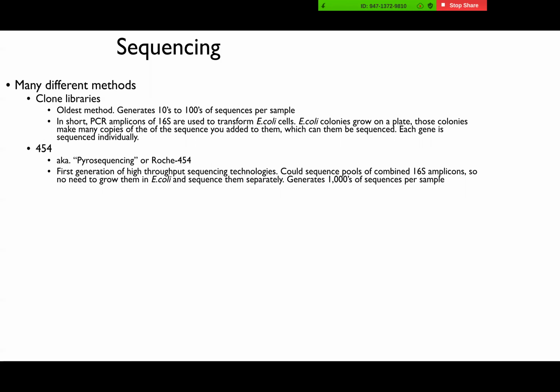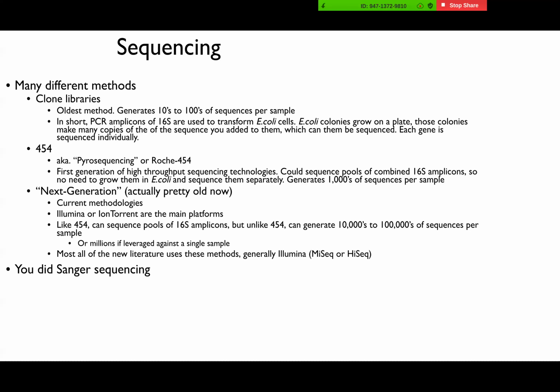Next up is 454 pyrosequencing. And this is the very first generation of what we call high throughput or next generation sequencing technologies, which could take a pool of 16S genes and essentially generate thousands of sequences per sample. So that's pretty handy. However, modern sequencing, which we would call next generation sequencing or the current methodology, can take 10,000 to 100,000 16S sequences per sample. And if you just sequence one sample on a sequencing run, you could actually get millions from that single sample.